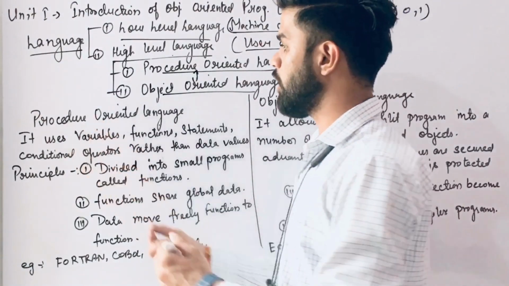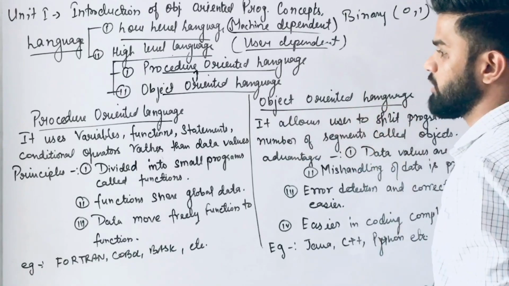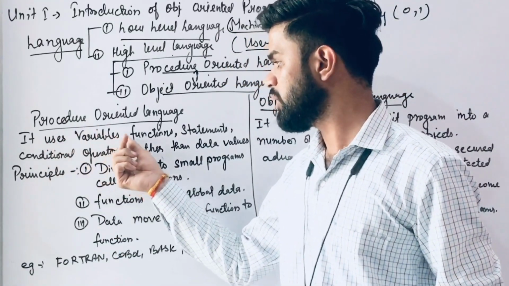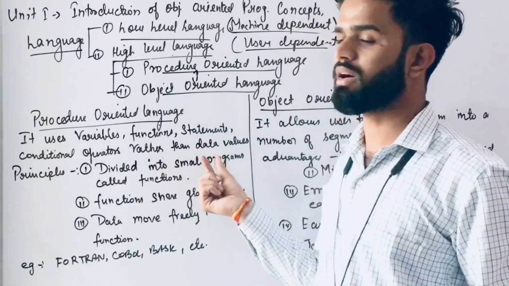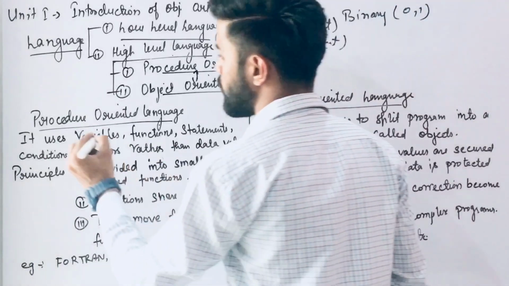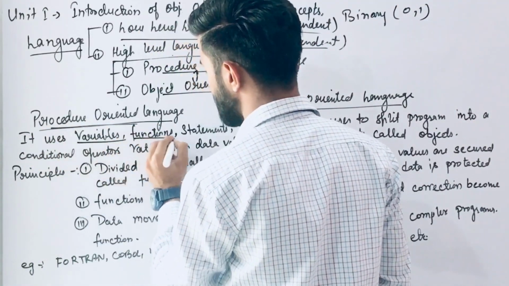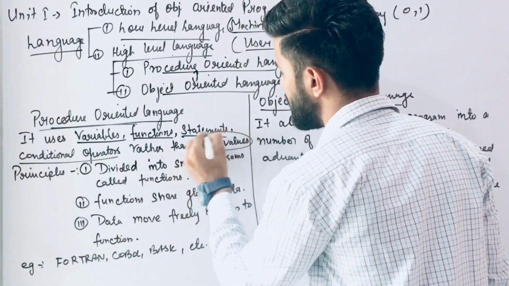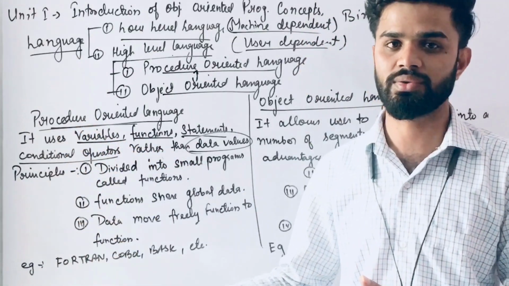So this is procedure oriented language and this one is our object oriented language. If you try to understand procedure, then it uses variables, functions, statements, conditional operators rather than data values. It means procedure oriented language always uses variables, functions, statements and conditional operators rather than data values. This is the definition of procedure oriented language.